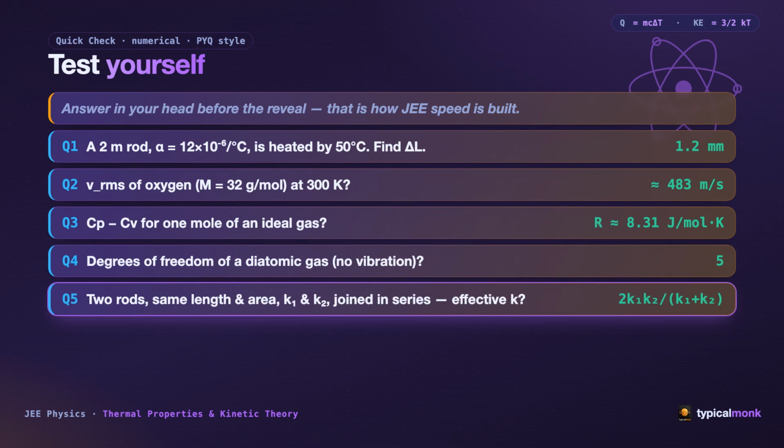2 rods of the same length and area, thermal conductivities K1 and K2, joined in series. What is the effective conductivity? 2K1 K2 divided by K1 plus K2. If you caught that one, you have truly understood today's class.